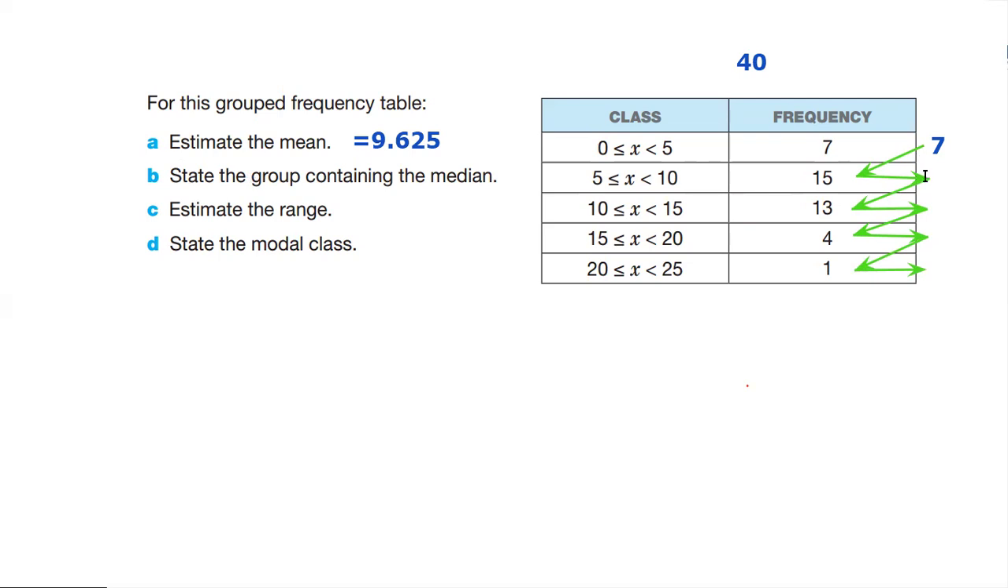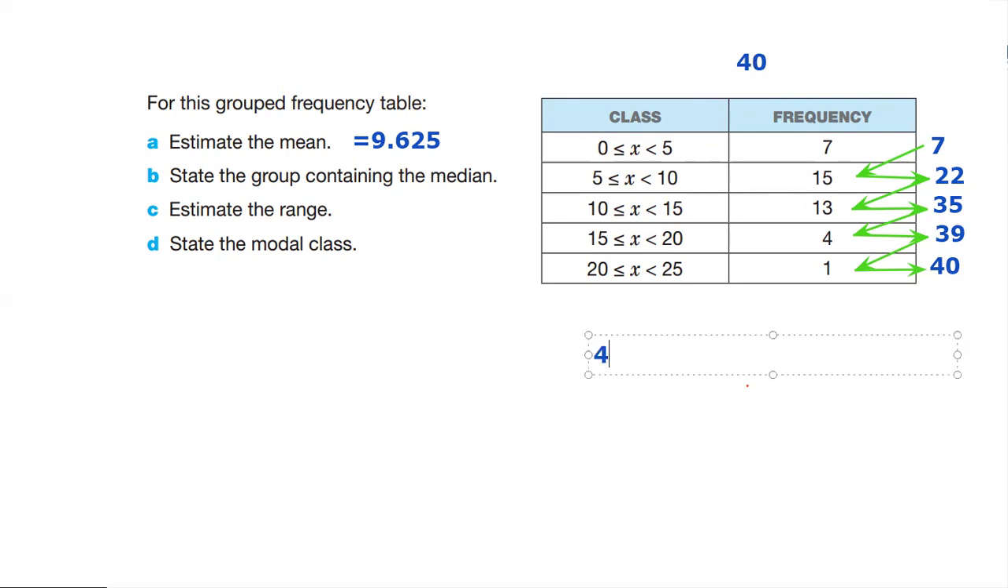So 7 plus 15 is 22. And then 22 plus 13 is going to be 35. And then 35 plus 4 is going to be 39. And then 39 plus 1 is going to be 40. Now, the total number of frequency is what? It's 40. How do we find the median?